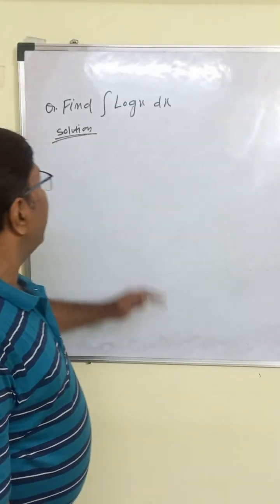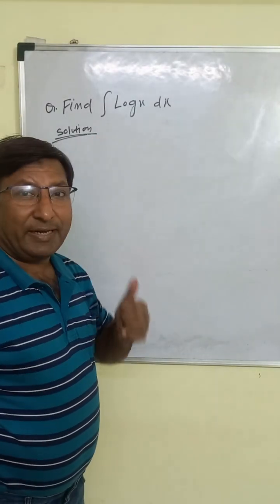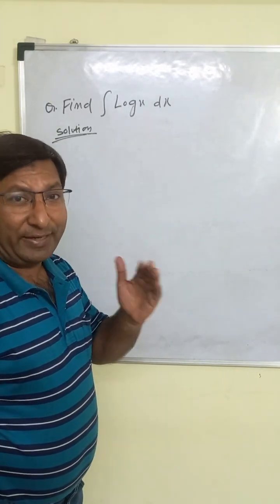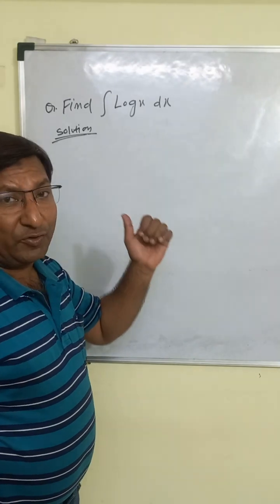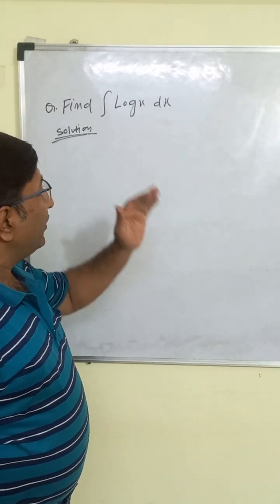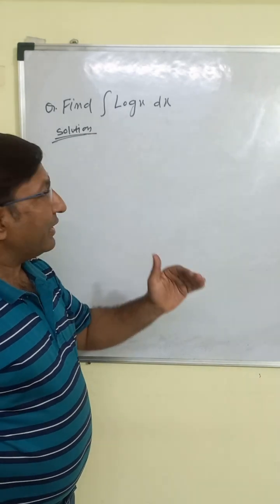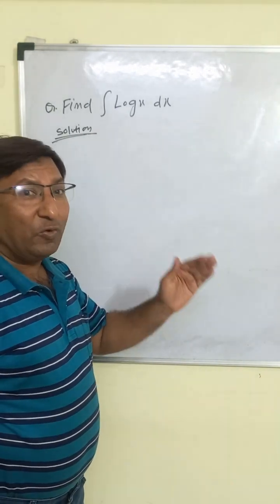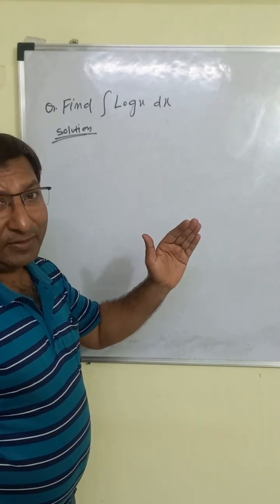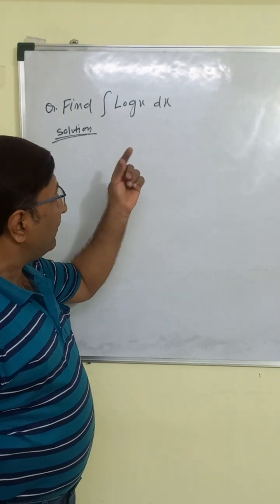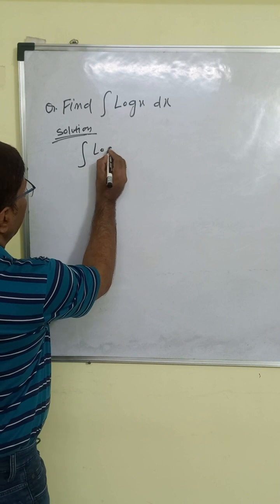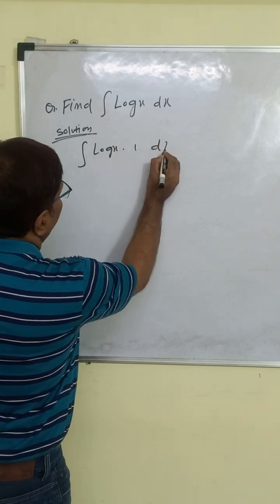Let us see the question. Here the question is find integration of log x dx. We know the derivative of log x is 1 by x. But integration of log x we don't know. So for finding the integration of log x, the simple technique is to use integration by parts. In integration by parts, we integrate the two multiples, two products. Here only one term is given, log x. So from ourselves, we will use 1. So we can write this as integration of log x into 1 dx.